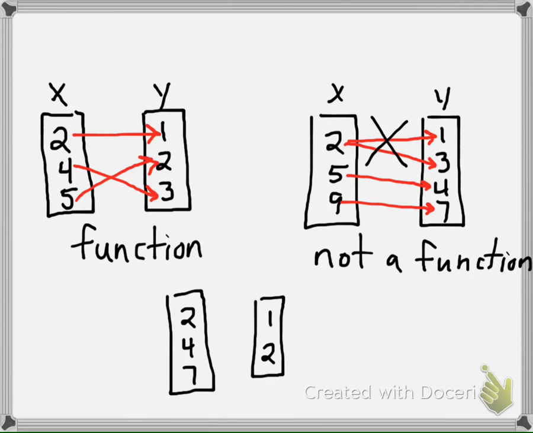And just another side note, if you see one where there is more than one x that points to the same y, that is perfectly fine. There's nothing in the rule that says that two different x's can't have the same y. So this is still a function. The rule is each x can have only one y.